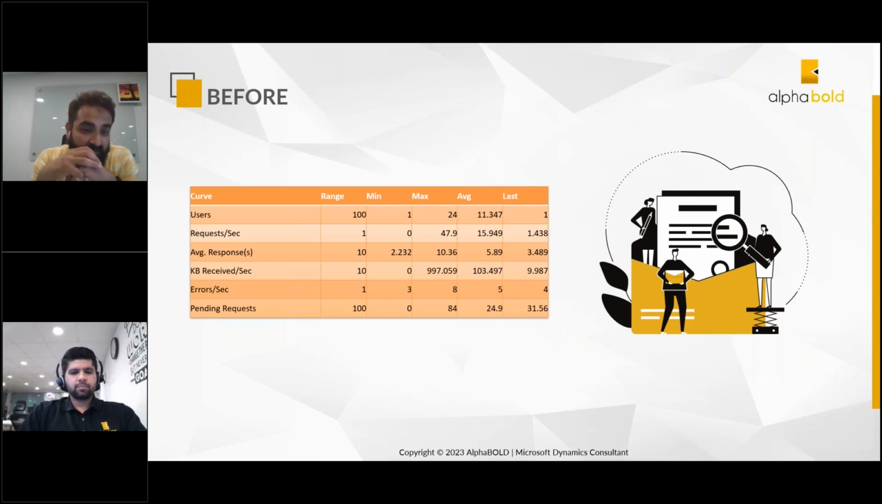The kilobytes received per second is a server side parameter showing that the server is capable of receiving this much information in kilobytes per second. Similarly, errors per second.